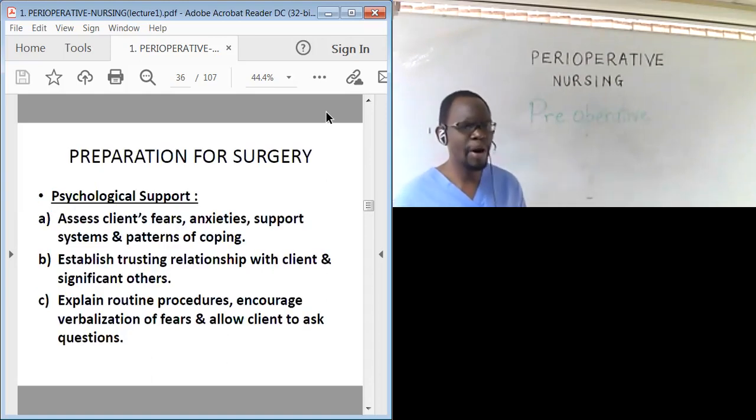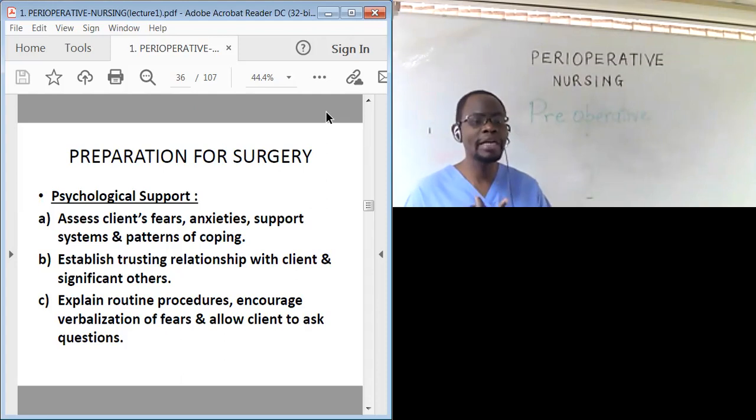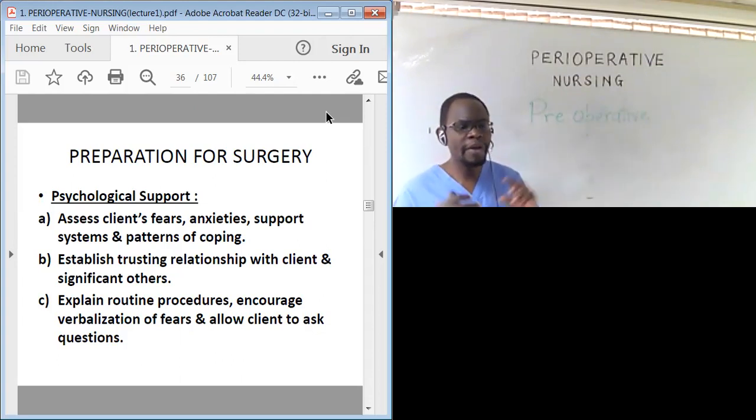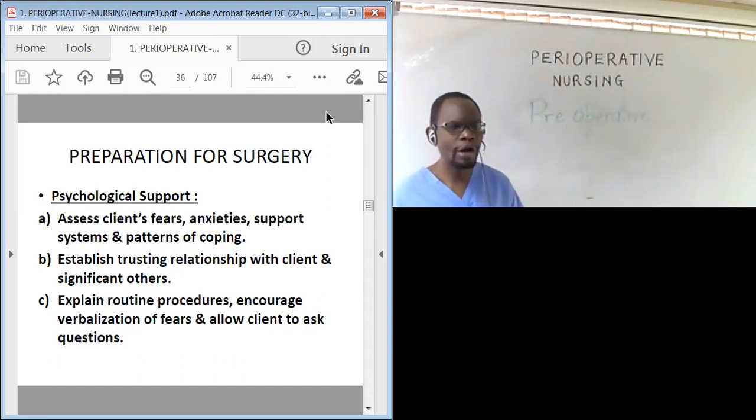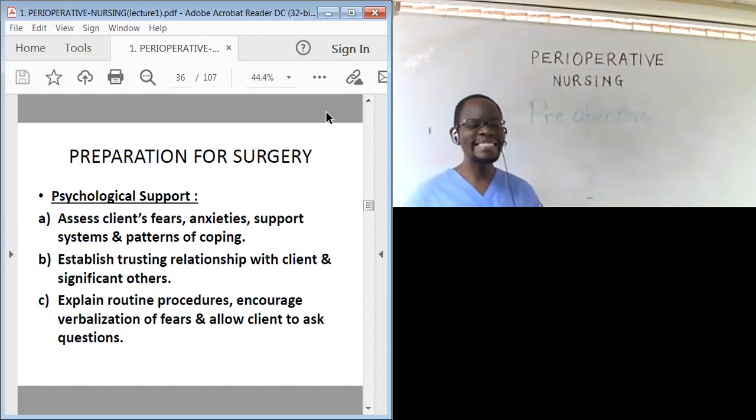So as far as the preparation for surgery is concerned, what does the nurse have to do? Remember we said physiological needs, psychological needs, psychosocial needs for both the client and of course the family or the support family. So as far as the psychological support is concerned, you assess and allay the client's fears, anxieties, support systems and coping patterns for this patient.